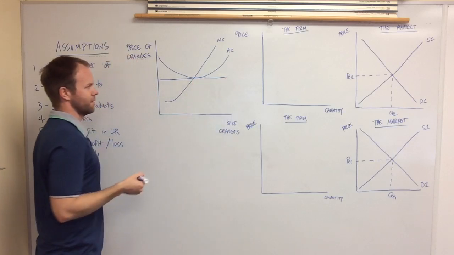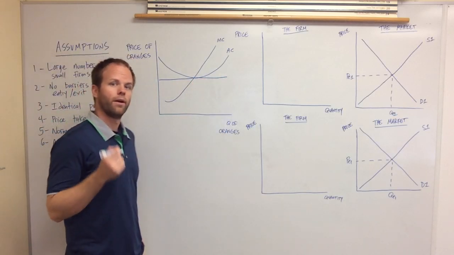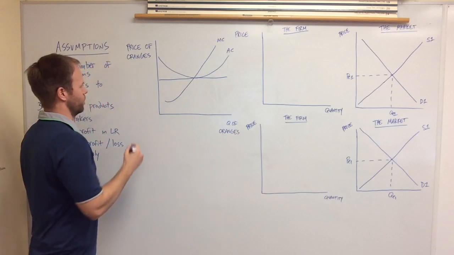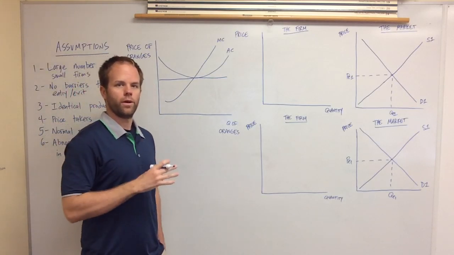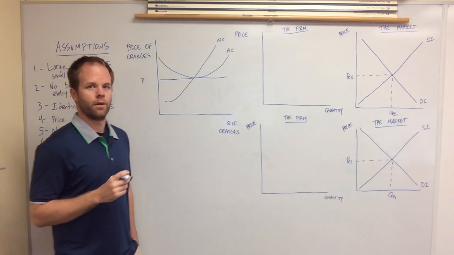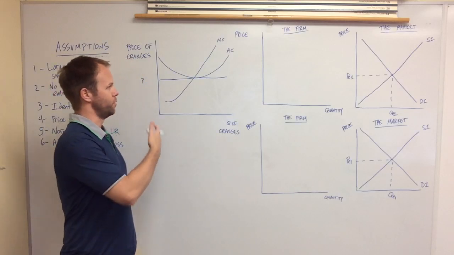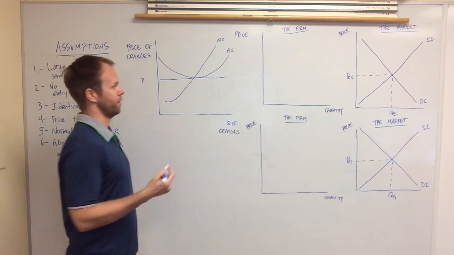So this level, that line I just drew there, is the market price. So we're going to label that P. That is the market price. One individual firm does not have the ability to change that price. They have to sell at whatever it is.